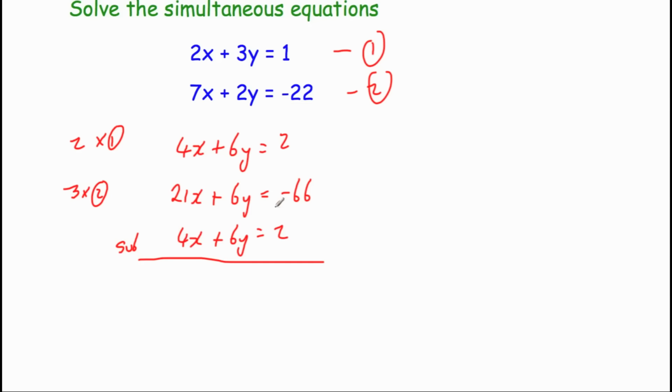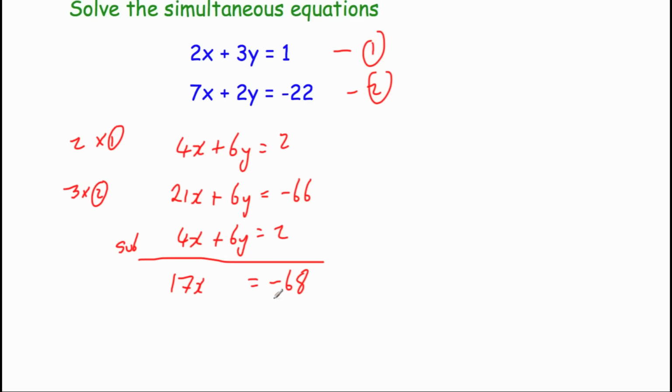So we're going to subtract these equations from each other. So 21x take away 4x, that's 17x. 6y take away 6y, well that's 0, they cancel out. And then we've got minus 66 take away 2. So when we've got minus 66 take away 2, we're going to go down another 2, so it's going to be minus 68. So we've now got 17x equals minus 68.